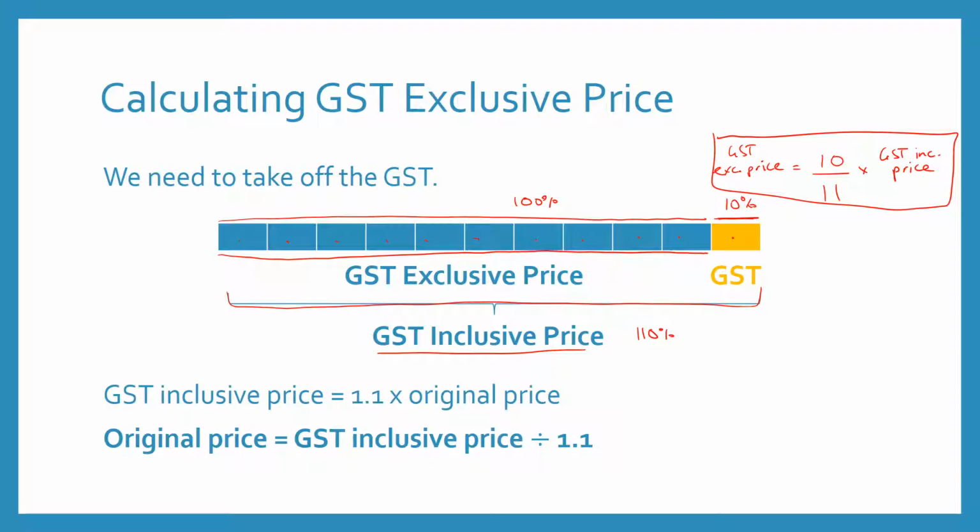Here we've got the formula that we saw before, so it's just a different way of working it out. And we've used a bit of maths, divided both sides by this 1.1, and we get the original price, or the GST exclusive price, is the inclusive price divided by 1.1. And you'll find that if you divide by 1.1, that's the same as multiplying by 10 over 11.